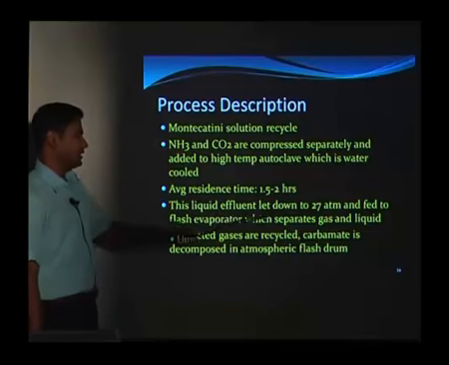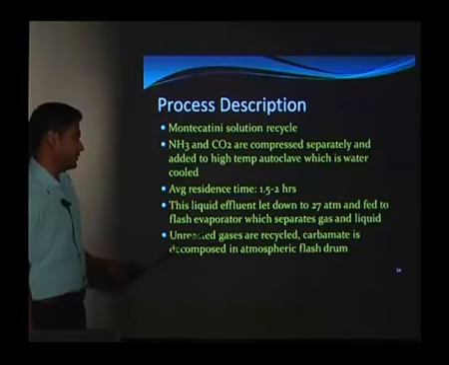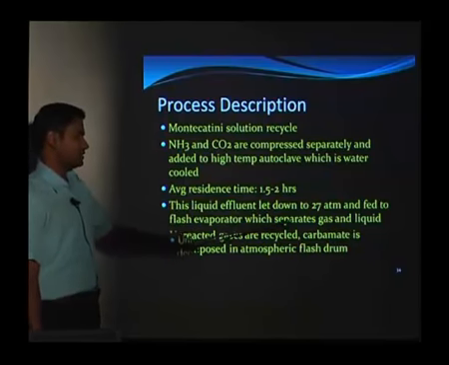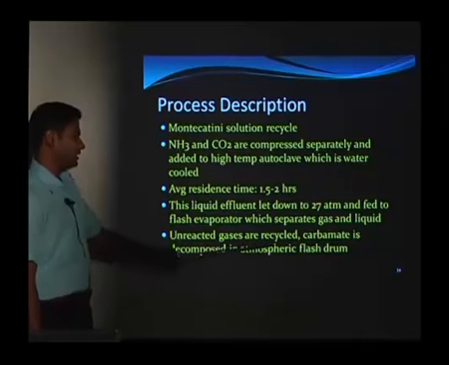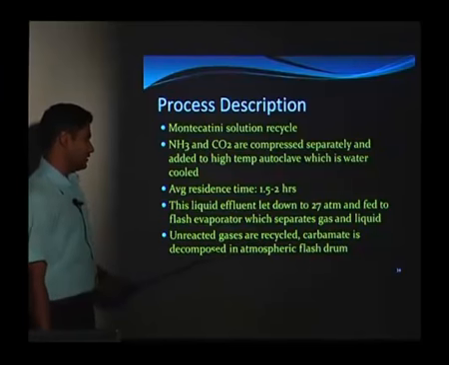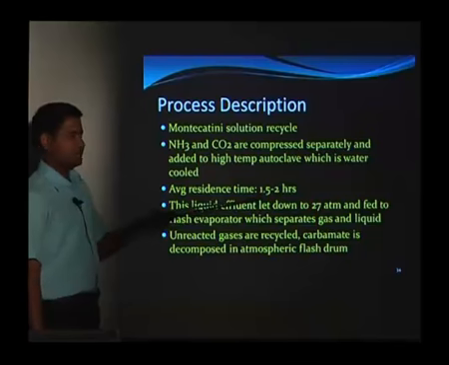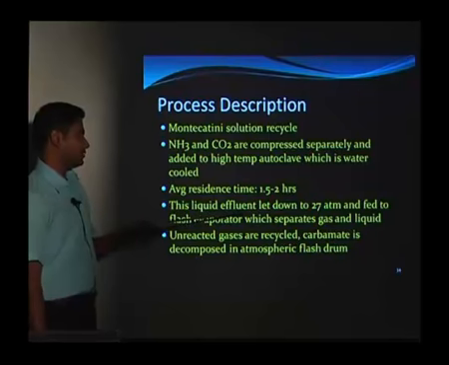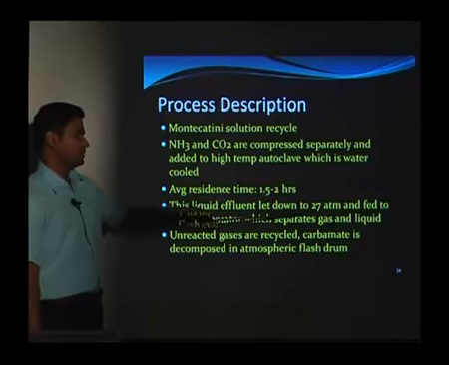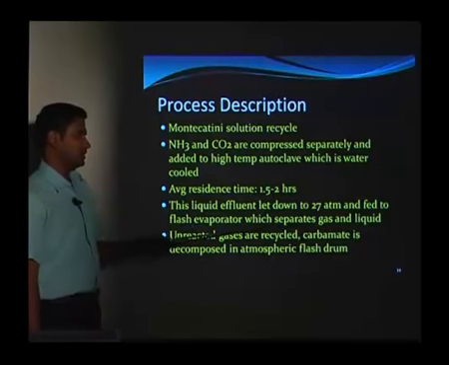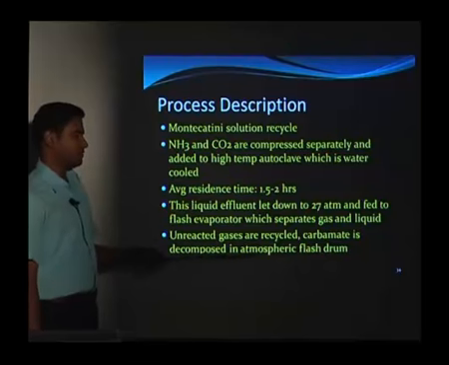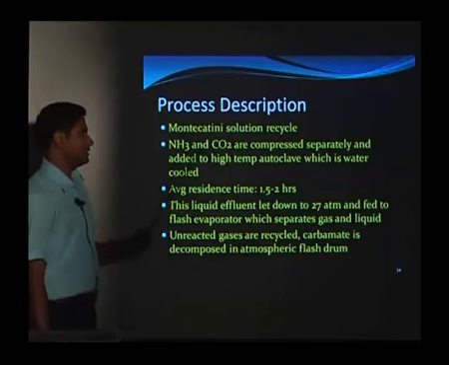This liquid effluent is let down to 27 atmospheres and fed to the flash evaporator, which separates gas and liquid. Unreacted gases are recycled. Carbamate is decomposed in an atmospheric flash drum. So the mixture is taken, compressed and fed to the high temperature autoclave, and there it will rest for 1.5 to 2 hours. Then whatever product is formed is let down to 27 atmospheres and the gas and liquid are separated. Then the carbamate that is formed is decomposed at the atmospheric flash drum, and the unreacted gases are sent back to the reactant mixture.